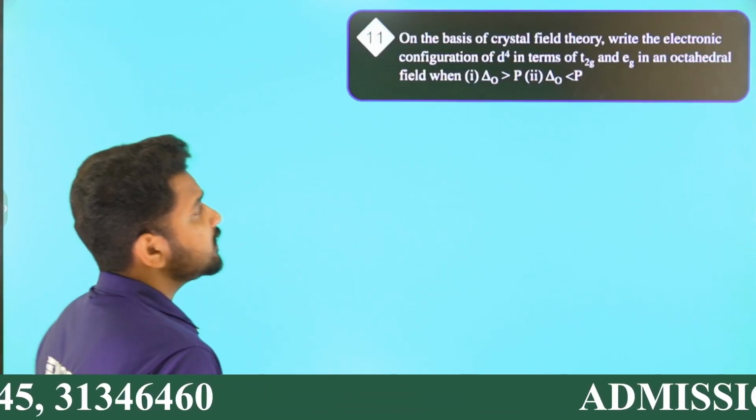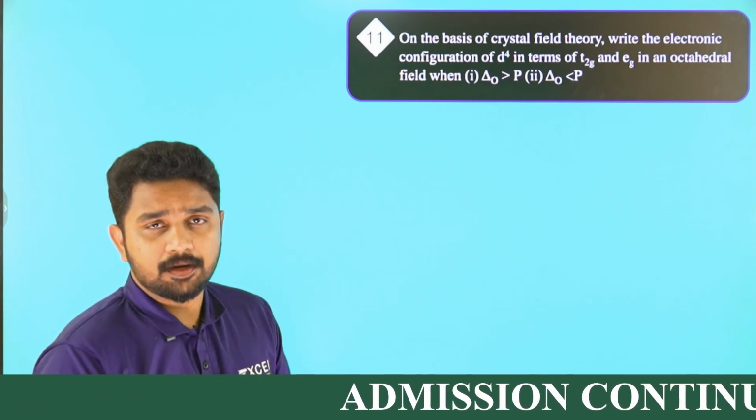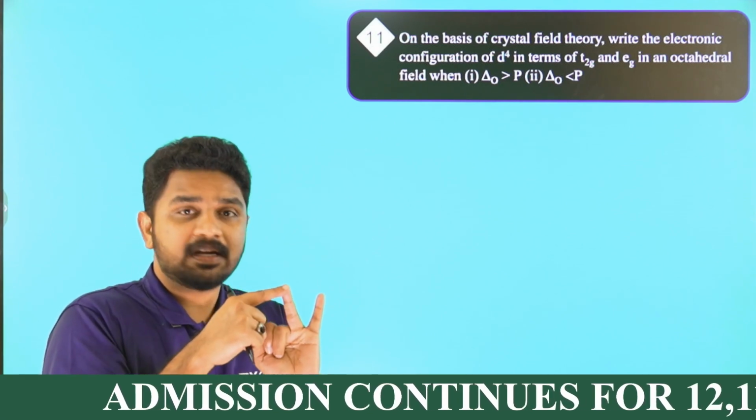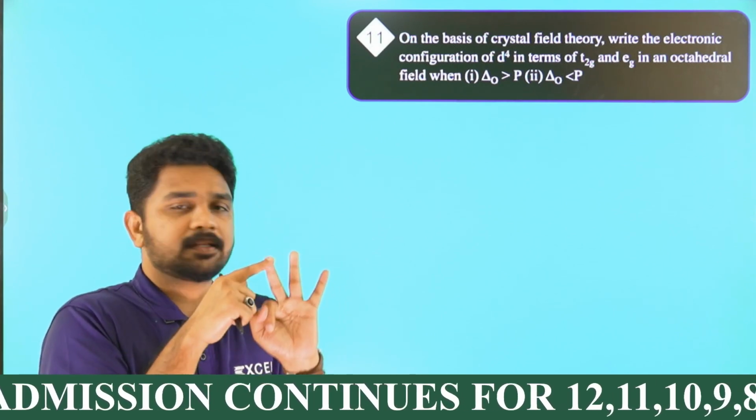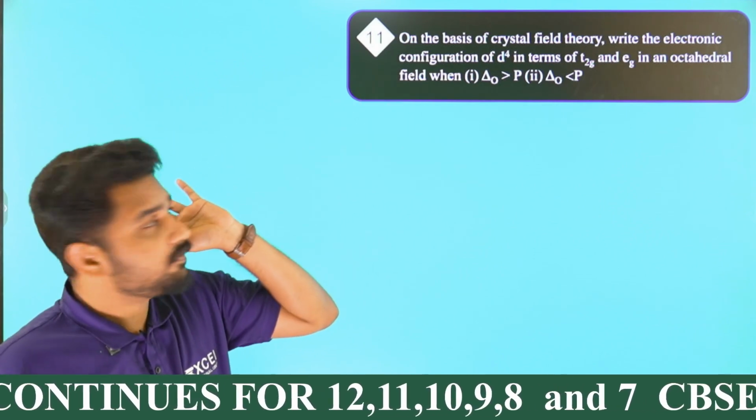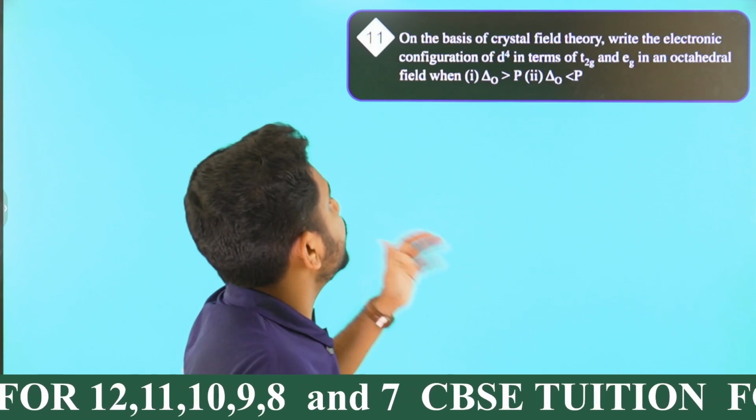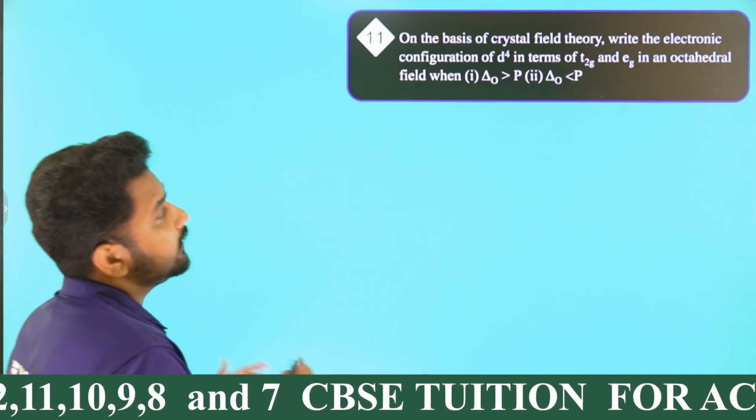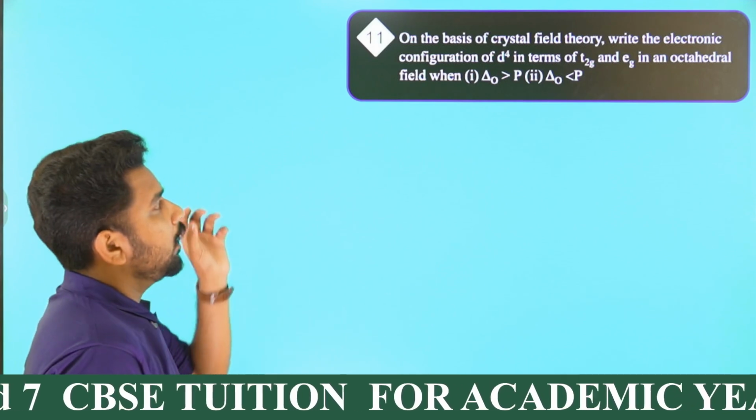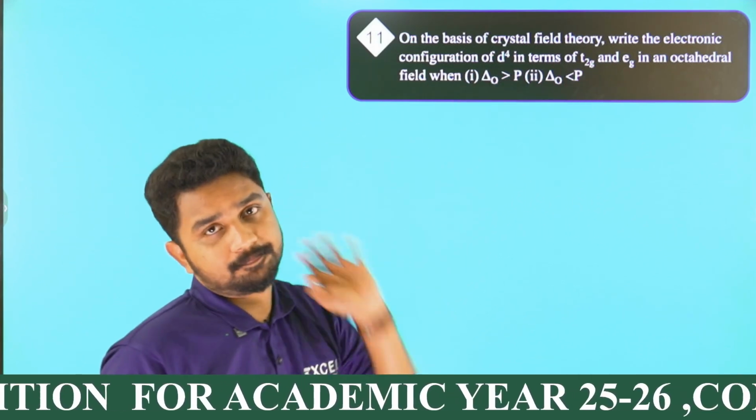On the basis of crystal field theory. Yes, we are in the last theory now. There are 3 theories we are studying in this chapter: Werner's theory, VBT (valence bond theory), and the last one, CFT, crystal field theory. So this is a question from crystal field theory. On the basis of crystal field theory, write the electronic configuration of d4 in terms of t2g and eg in an octahedral field when delta O is greater than P and delta O is less than P.